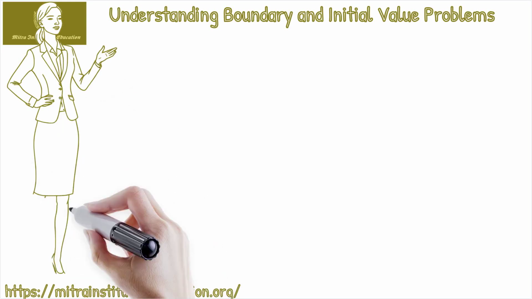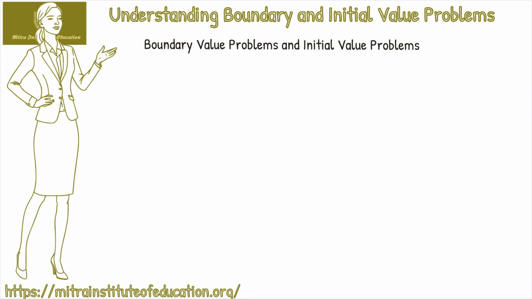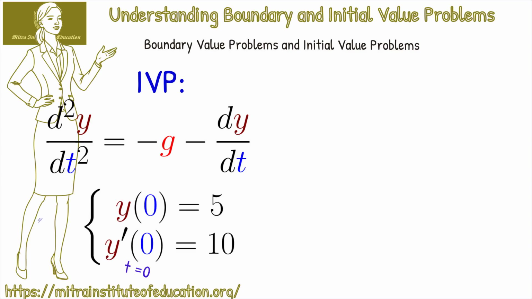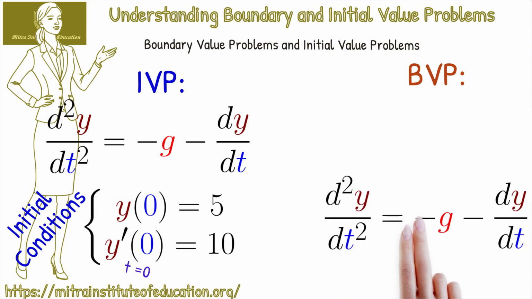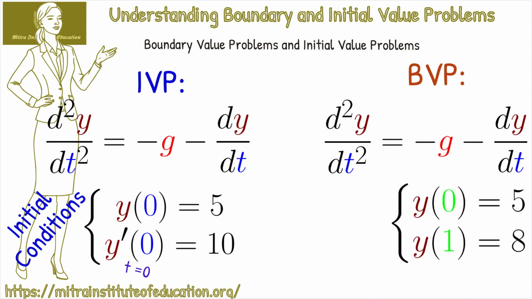Boundary value problems and initial value problems are two types of differential equations commonly encountered in mathematics. An initial value problem involves specifying the value of the solution at a single point, which typically makes it easier to solve. In contrast, a boundary value problem requires the solution to satisfy conditions at multiple points. This added complexity often makes boundary value problems more challenging to solve. Both types of problems play a crucial role in many scientific and engineering applications, and understanding their differences is key to mastering differential equations.